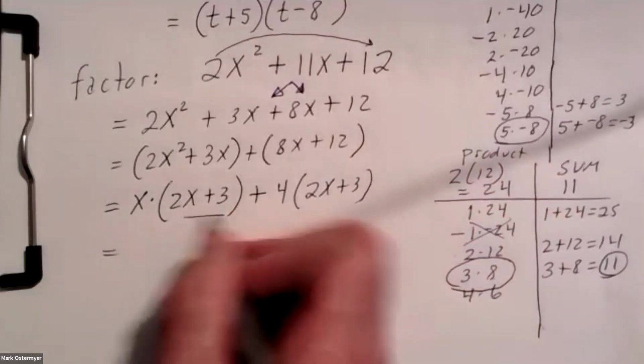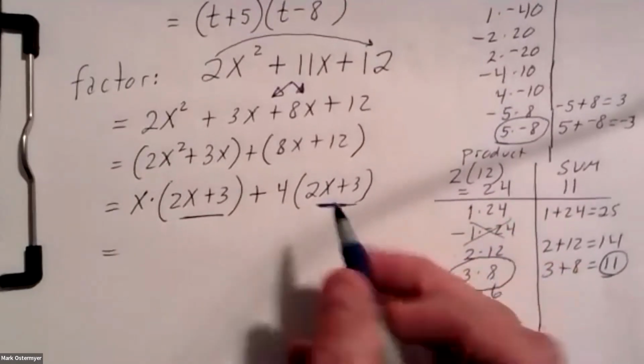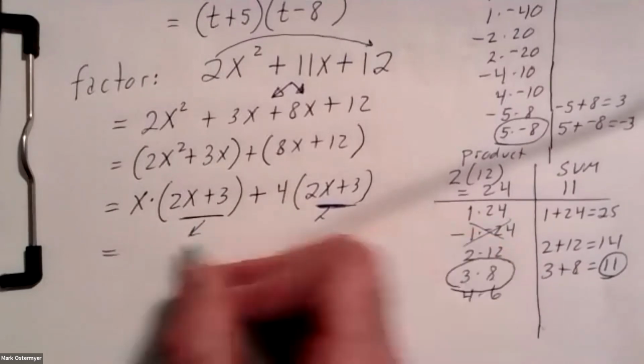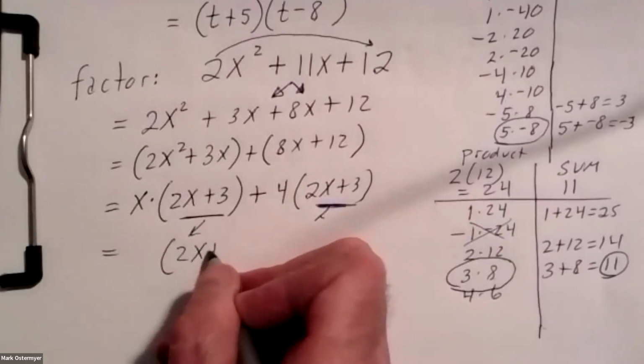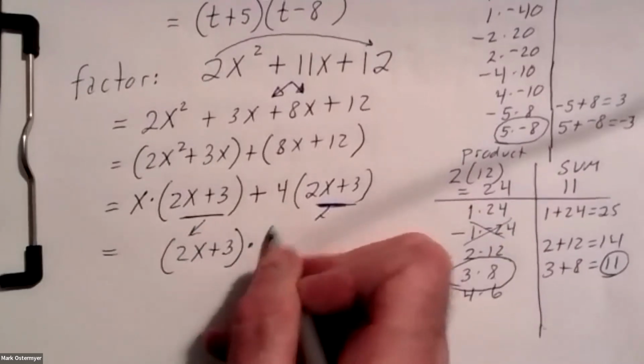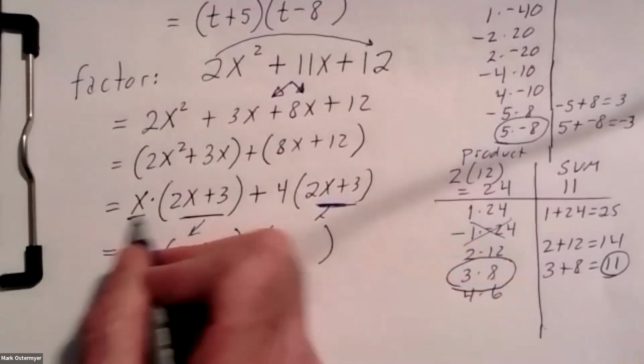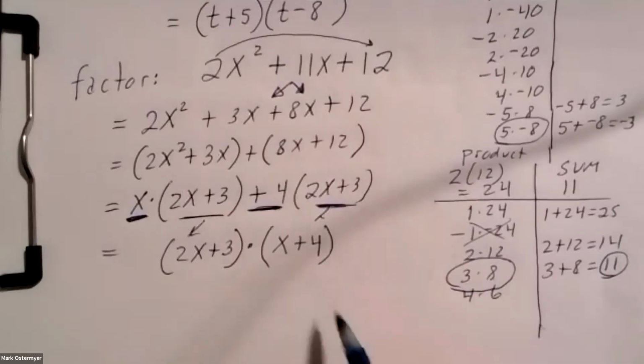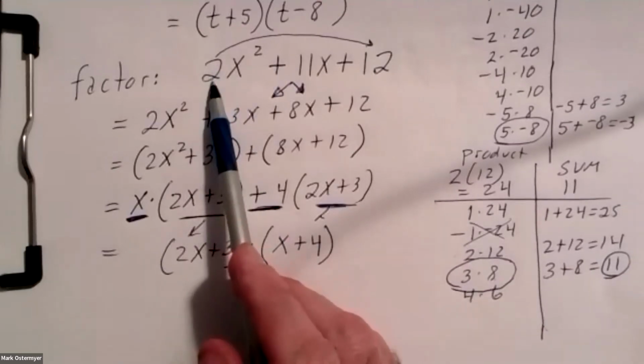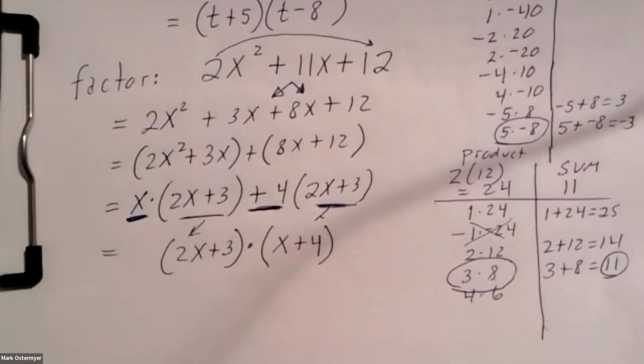Now we have a common binomial factor of 2x plus 3 that can be factored out of both these terms. And when we factor it out, there it is, times, what do I leave behind? x plus 4. And that difficult trinomial has been factored. This is called the grouping method for factoring these difficult trinomials where the leading coefficient is no longer positive 1. So those are the type of trinomials that were tackled in section 3.3.